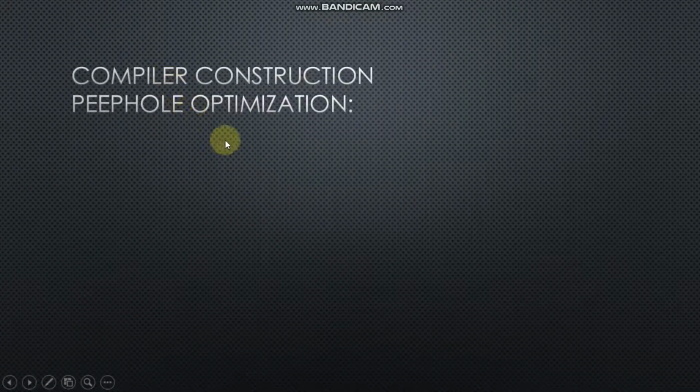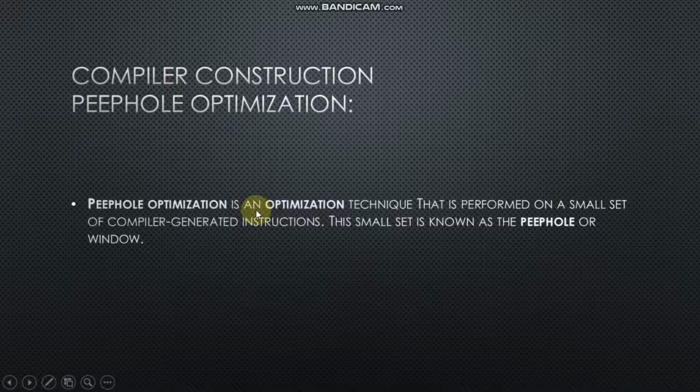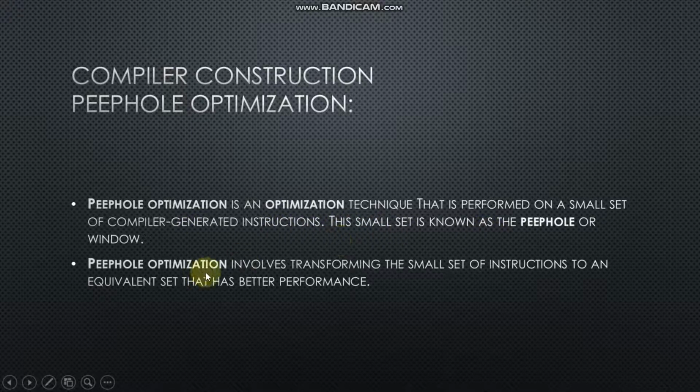Now let's discuss what is peephole optimization. Peephole optimization is a technique of optimization that is performed on a small set of compiler-generated instructions. This small set is known as peephole or window. Peephole optimization involves transforming the small set of instructions to an equivalent set that has better performance.